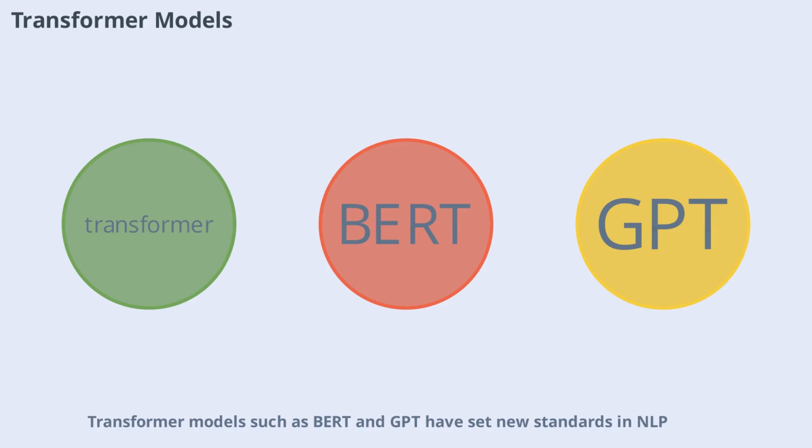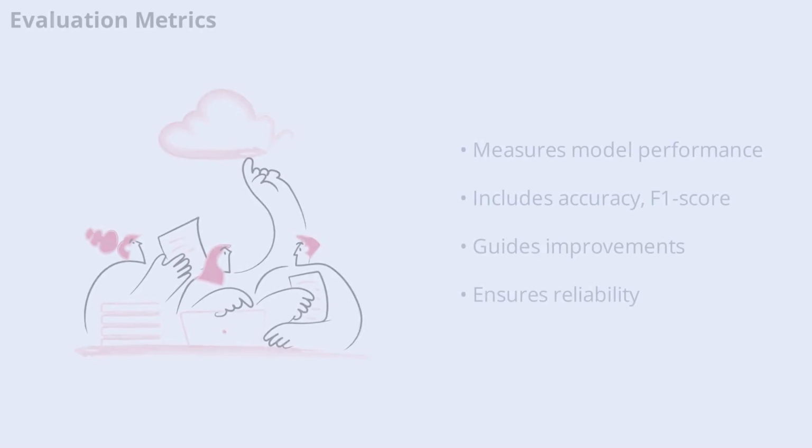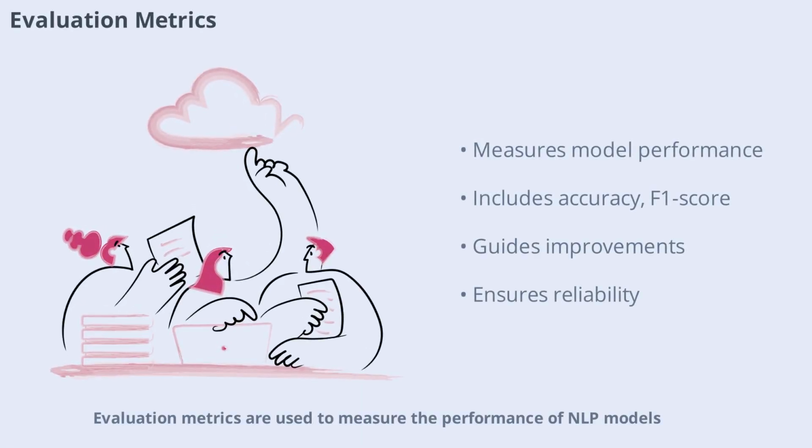Transformer models such as BERT and GPT have set new standards in NLP. They use self-attention mechanisms to process text in parallel, capturing complex relationships in context. Transformers are the backbone of many modern NLP applications, from chatbots to translation engines, delivering state-of-the-art performance across a wide range of tasks.